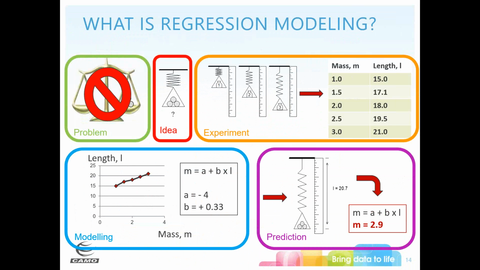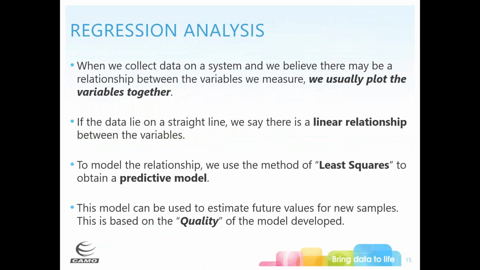So again, regression analysis. When we collect data on a system, we assume that there is some relationship between our variables. We can plot those variables against each other. If they lie on a straight line, we say there's a linear relationship. You could also have a logarithmic relationship or an exponential relationship. That's fine. And there's different ways of modeling things that are nonlinear. So we're going to focus most on linear regressions today.